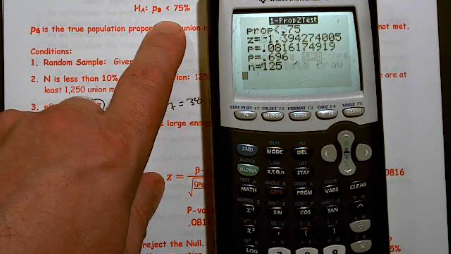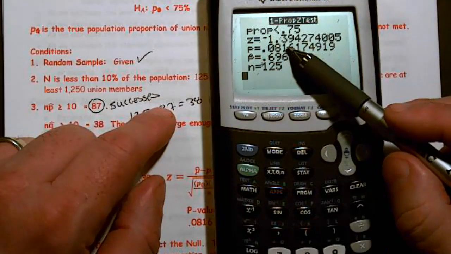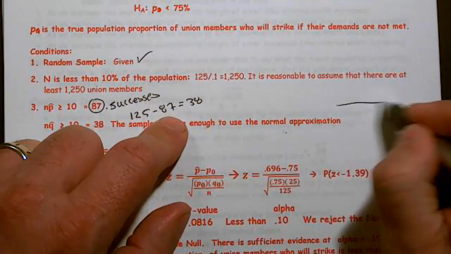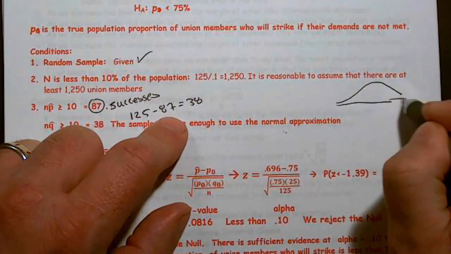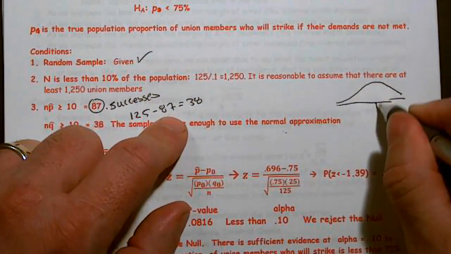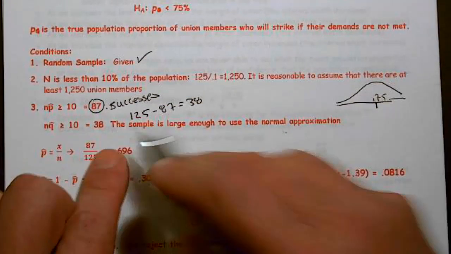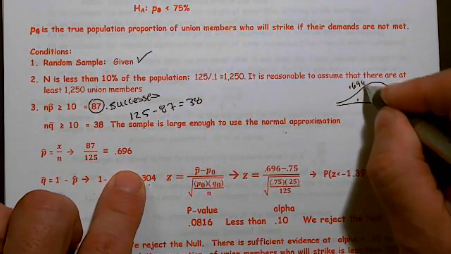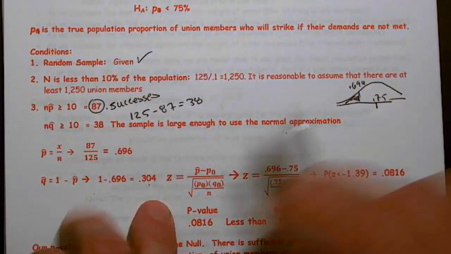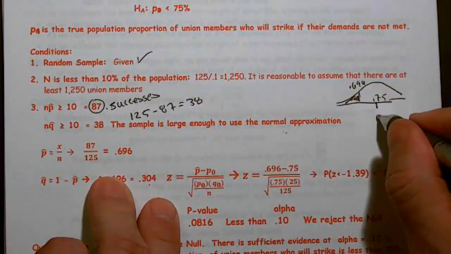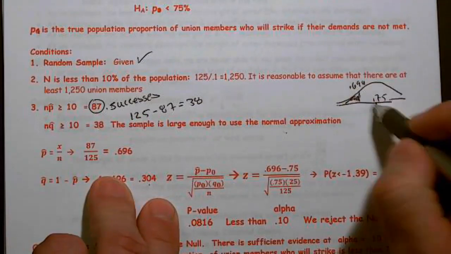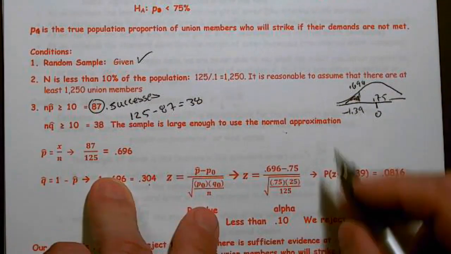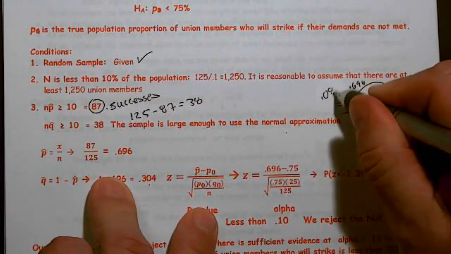And then we can go ahead and press calculate. And we end up getting a z statistic of negative 1.39. If we were drawing a picture, this was the claim here at 0.75, and we ended up getting 0.696. It makes sense that this would be a negative z because z is centered at 0, and we are below the initial claim. So we would expect a negative z, so negative 1.39. And this area is 0.0816.